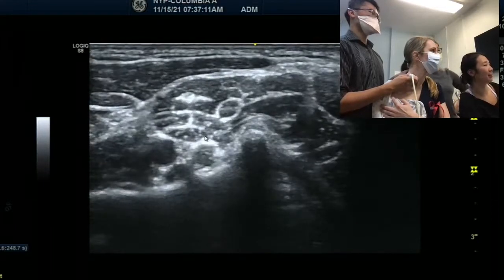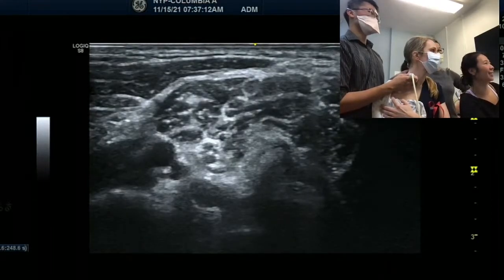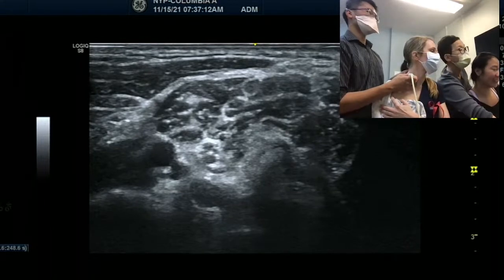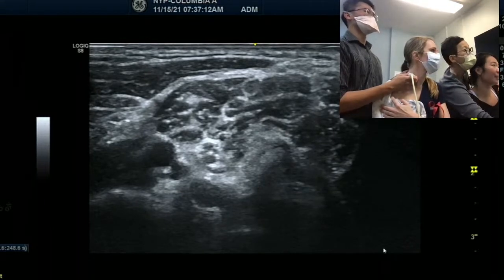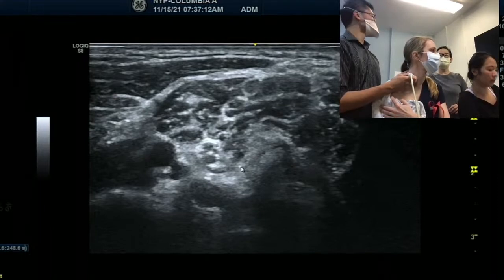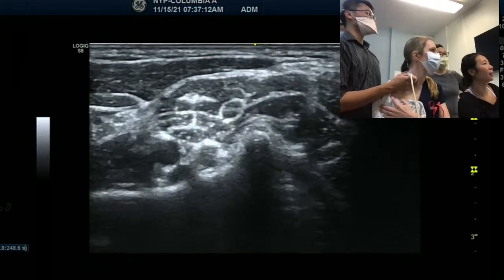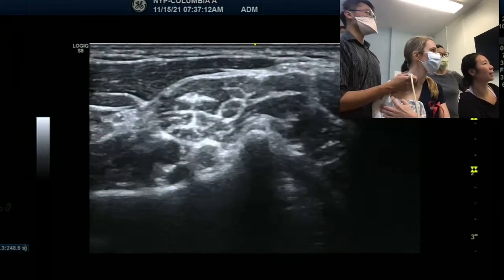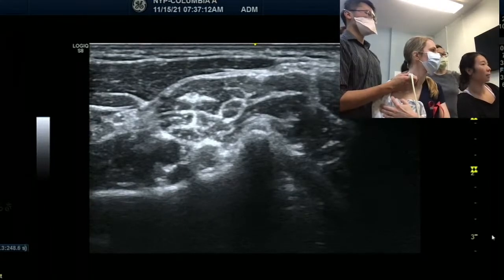Wait, so pause, pause. Freeze that. And then you move this one to find the cursor. Oh, you already hit the cursor, so before you hit the cursor, you can adjust the screen. But now you can show, you can tell us what it was. C7, right side, posterior tubercle on the right side of the screen. That's the C7. Posterior tubercle, anterior tubercle.